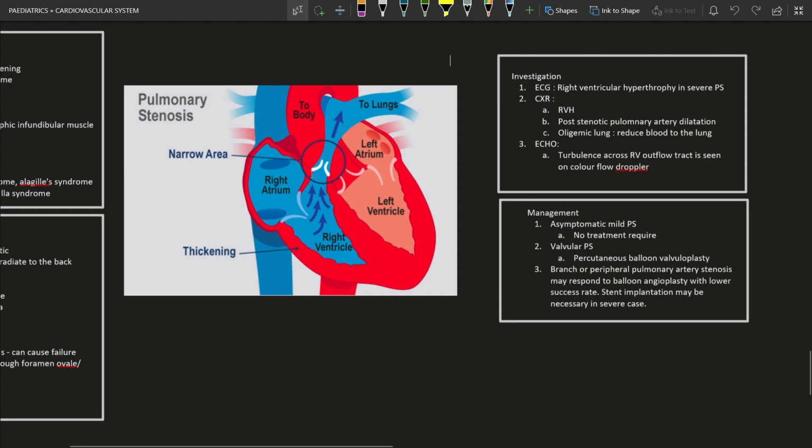For the management, for asymptomatic mild PS, usually no treatment is required. But for valvular pulmonary stenosis, we can use percutaneous balloon valvuloplasty to widen the stenotic area. For branch or peripheral pulmonary artery stenosis, it may respond to balloon angioplasty, and in severe cases this might need stent implantation.